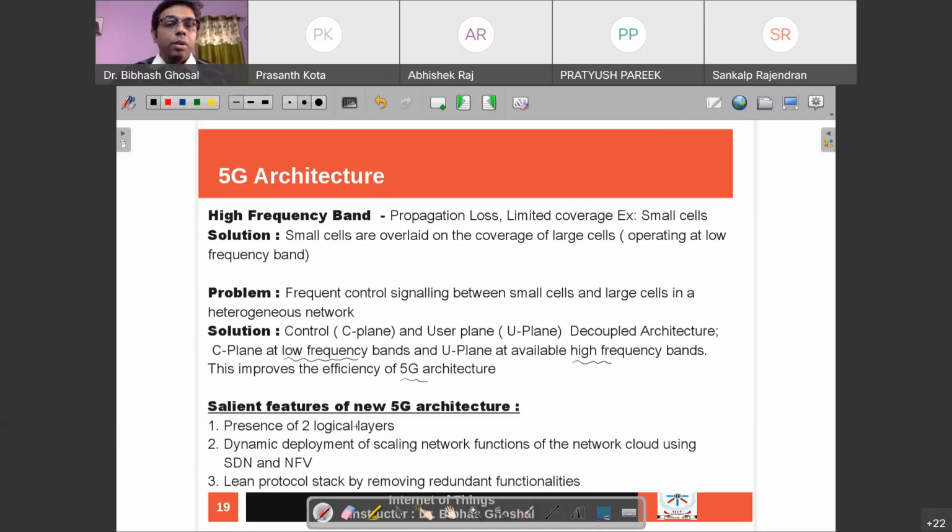There are quite a few features of 5G that should be kept in mind if you're going to use it for IoT. It should have two logical layers. It should support dynamic deployment of scaling networks using SDN and NFV. You should allow virtualization. You should allow separating the control and network parts. And you should remove redundancies at best.